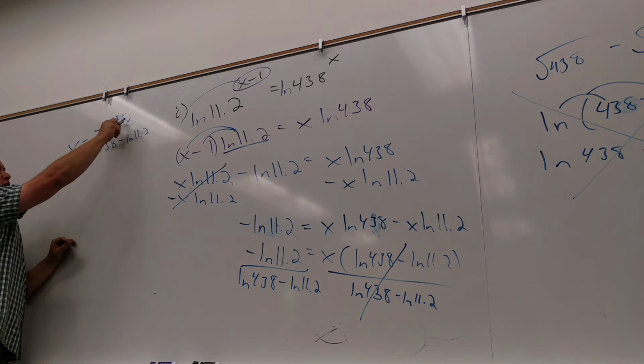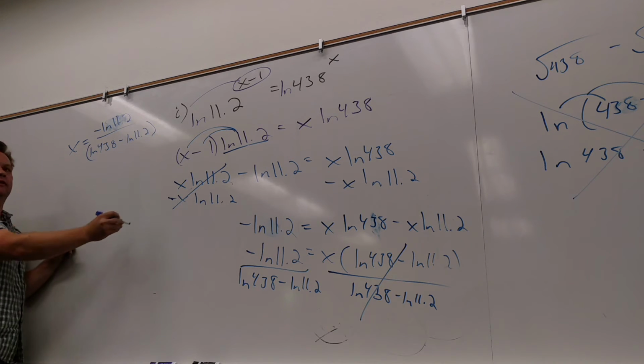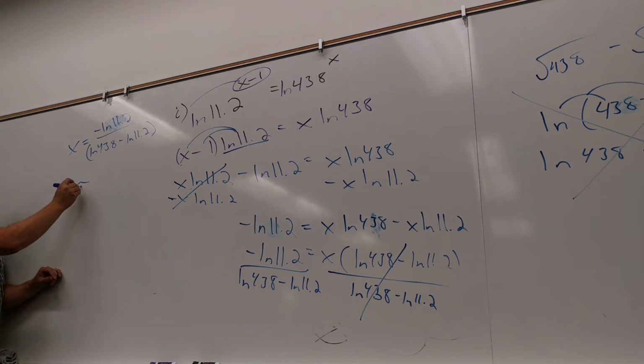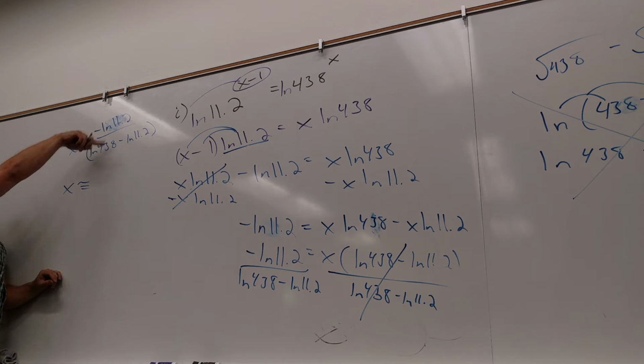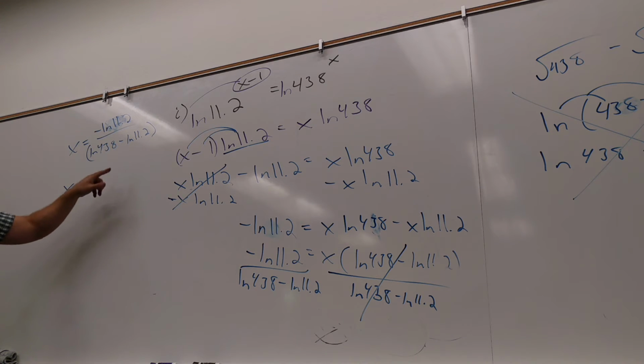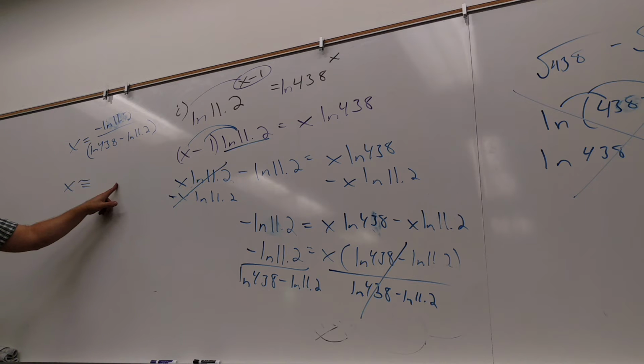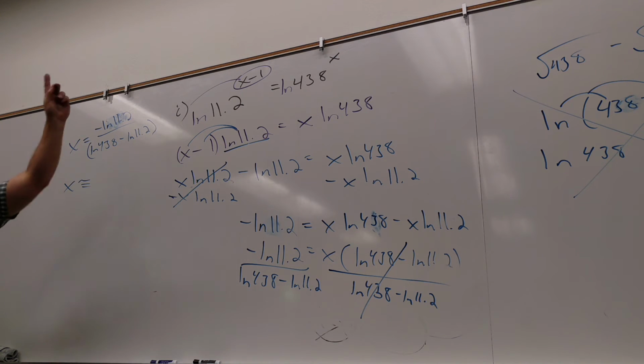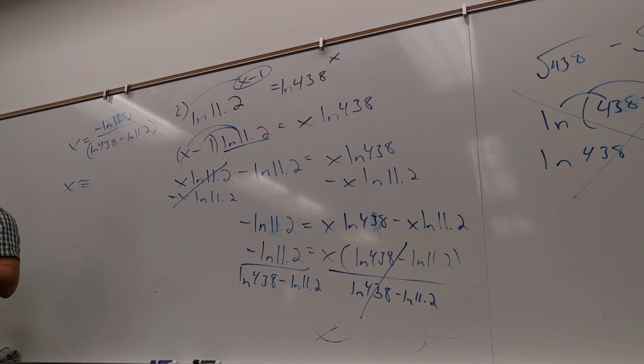Negative 11, ln 11.2 divided by that. Can somebody help me out? What would that be approximately equal to? Put that in the calculator. You could leave it like that if you wanted to. This is the exact answer. Any decimal you give me will be an approximation. I don't care if you take it out 18 billion places, it's still an approximation.